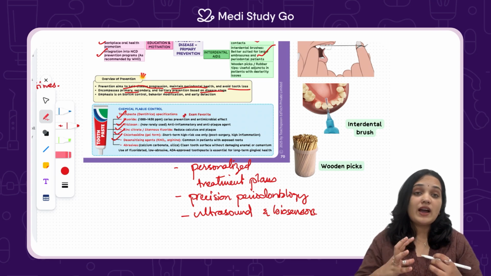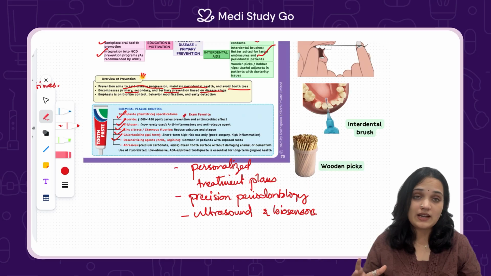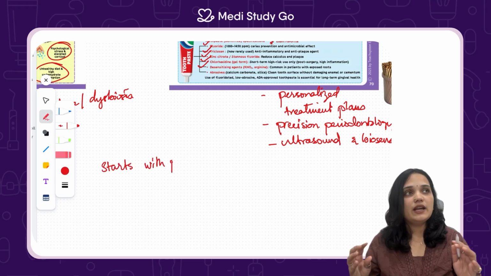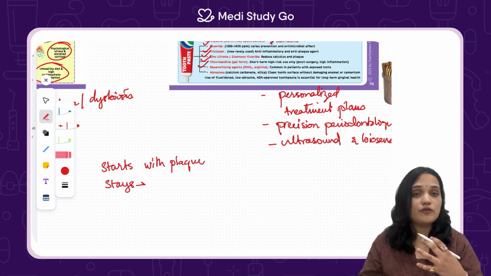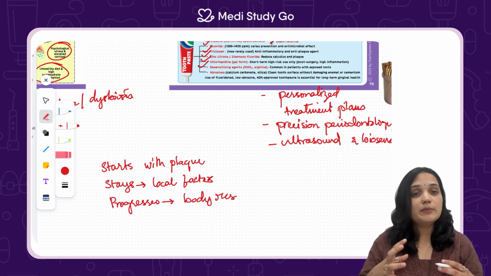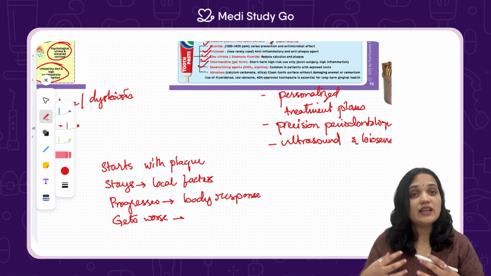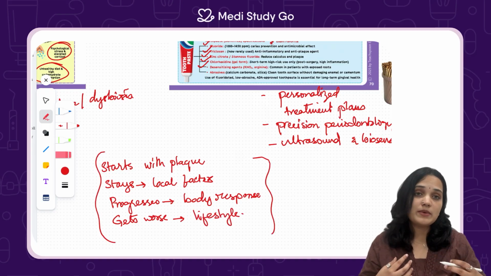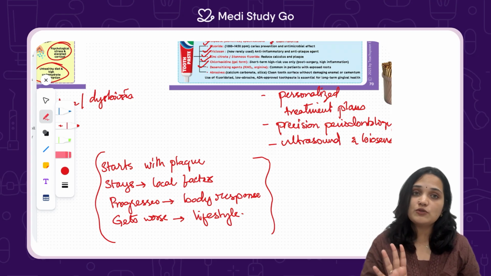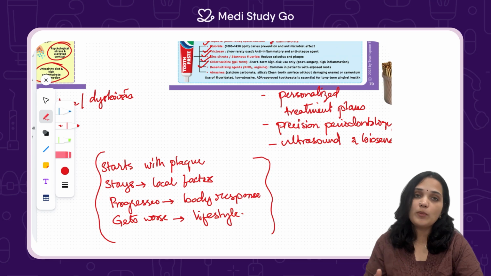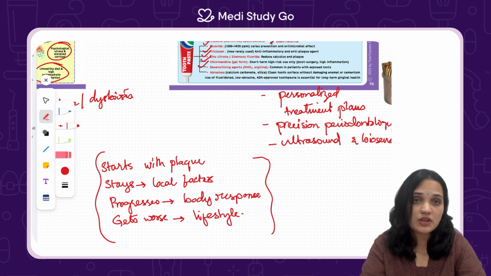So if I want to simplify this entire topic for you, basically periodontal disease starts with plaque. It will stay there because of all these local factors, and it will progress depending on the body, and it gets worse with lifestyle. If you remember this flow, you won't need to memorize anything on this topic. I hope epidemiology is less confusing for you now.